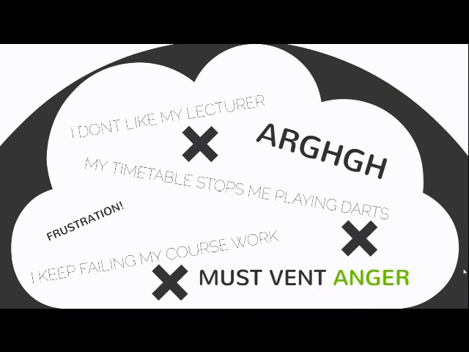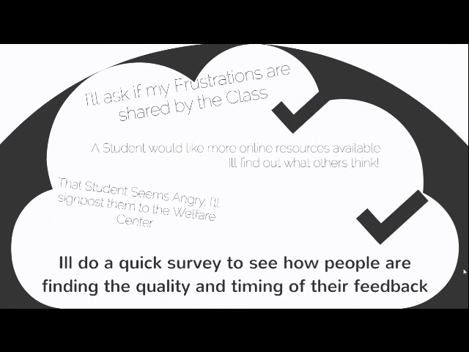So, ultimately, what we're saying is, if you go in there with a personal agenda and want to bring negative points to the table all the time, things like you don't like your lecturer, your timetable is stopping you doing things, and you keep failing your coursework, and you're just angry, that's not the way to be a course rep. You won't see change, your course won't support you, and the lecturers won't have time to listen to you. If you take these frustrations though and find out if they're shared, and if your class agrees with them, then you'll be well on your way to making huge changes for your course.